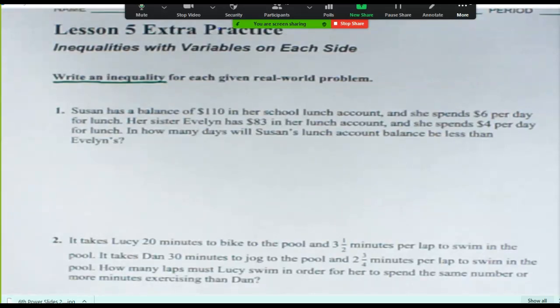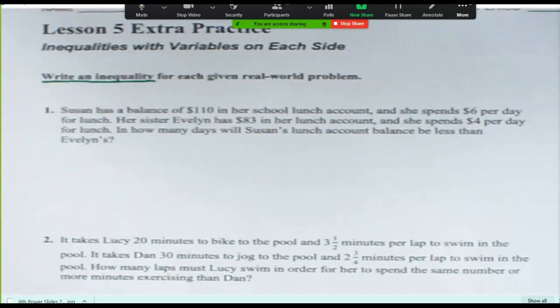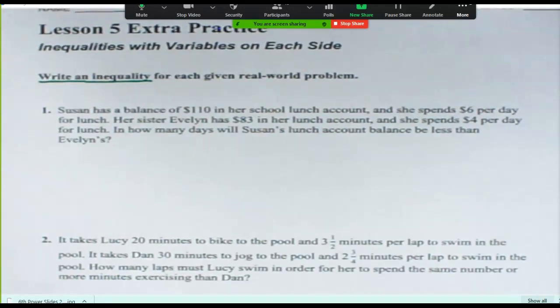Okay? So let's look at the first question. Susan has a balance of $110 in her school lunch account. She spends $6 per day for lunch. Her sister Evelyn has $83 in her lunch account, and she spends $4 per day for lunch. In how many days will Susan's lunch account balance be less than Evelyn's?